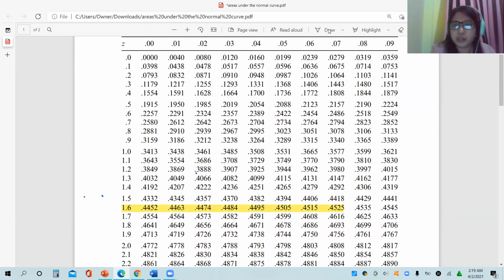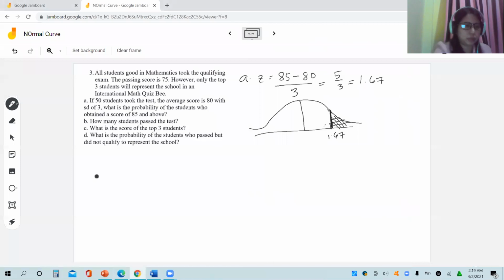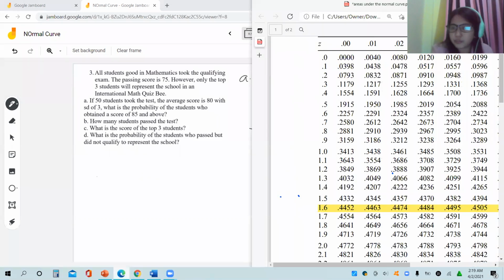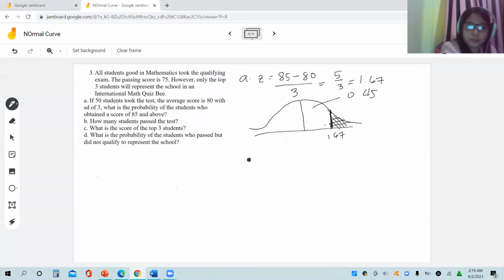It is 0.4525. Let's check it again. 0.4525. Okay. So what is the probability of the students who obtained a score of 85 and above?